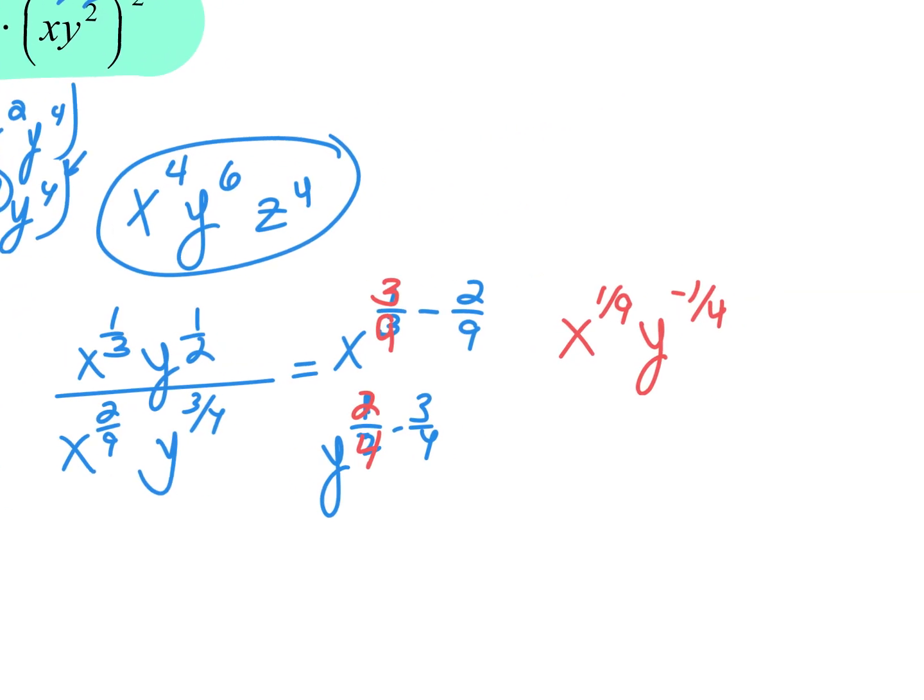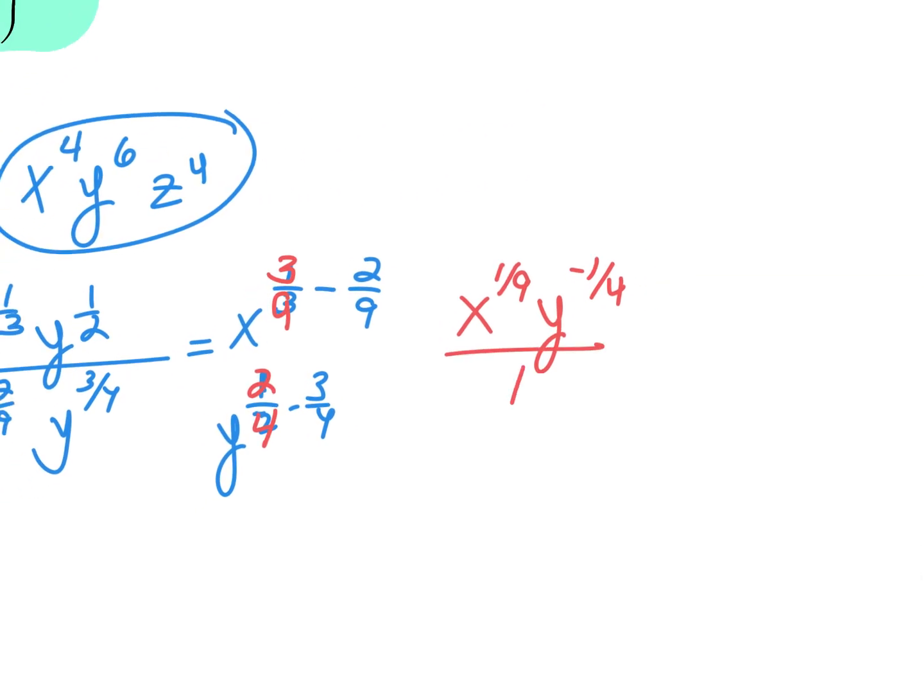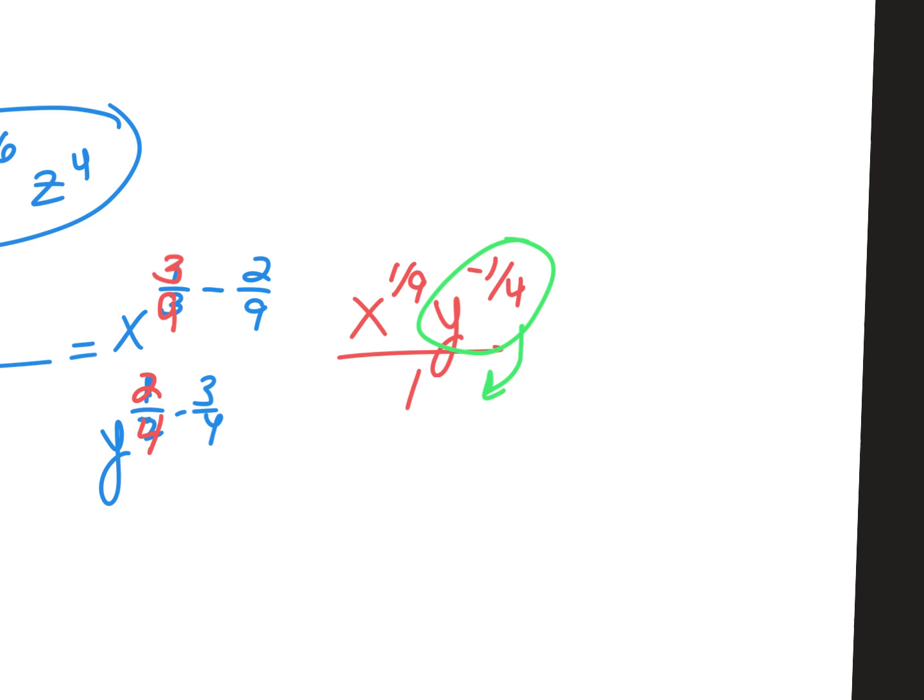So how would I rewrite this? Tell me. y to the negative 1/4 goes where? To the bottom. So we have x to the 1/9 over y to the 1/4. And you can leave it like that because you can't simplify anymore. It's not a number, so just leave it.